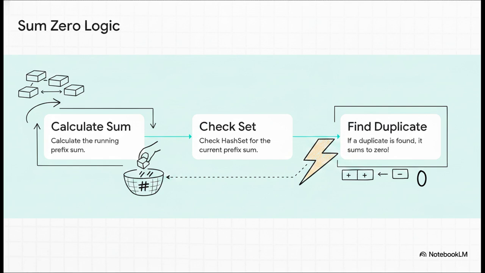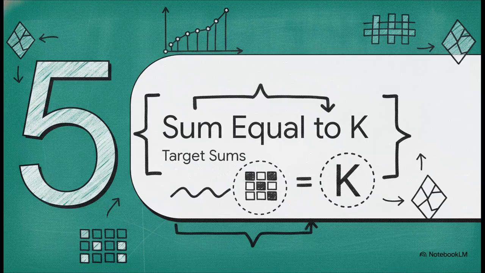Step 1, calculate the running prefix sum. Step 2, check your hash set for that current prefix sum. Step 3, if a duplicate is found, a zero-sum subarray exists. Think about it mathematically. If we see the exact same running total twice, it guarantees the numbers between those 2 points completely canceled each other out to 0. We just drop each prefix sum into the hash set as we go, and if we hit a duplicate, boom, we found it. Section 5, Sum equal to k.